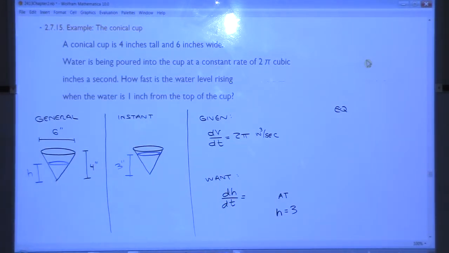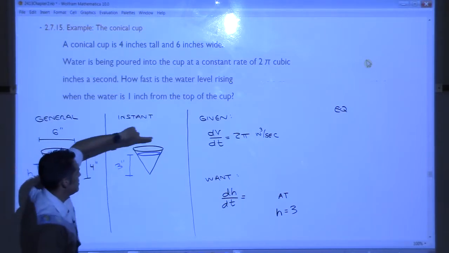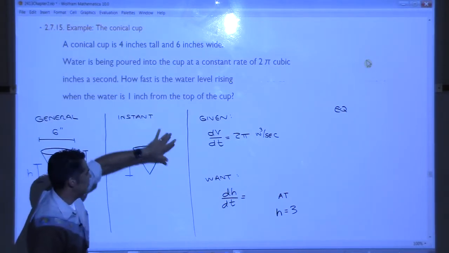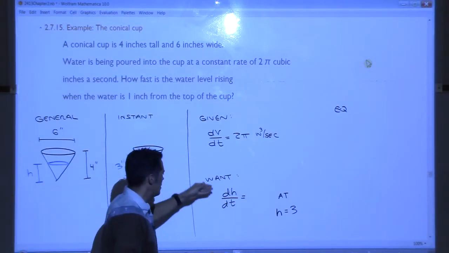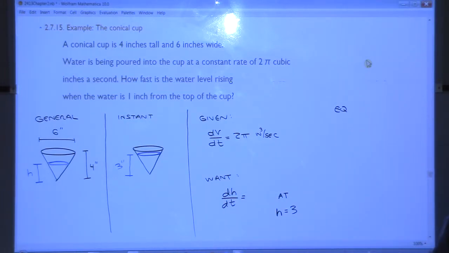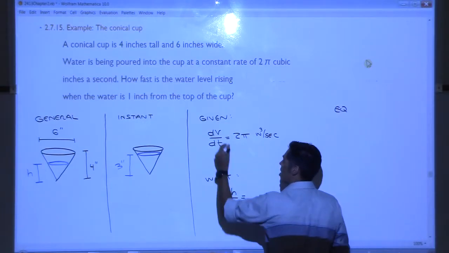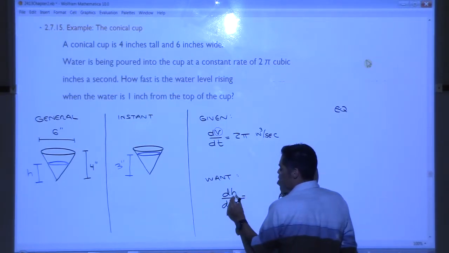All right, do we have everything we need as far as pictures? General picture, H is changing. Instant in time, H is fixed. Also, this is still 6 and 4, right? That's still 6 and 4 here. Okay, and we are given dV/dt, we want dH/dt, we want it at the moment that H is 3, and now we need an equation. We need an equation that relates what two variables together? The volume of the water to the height of the water.